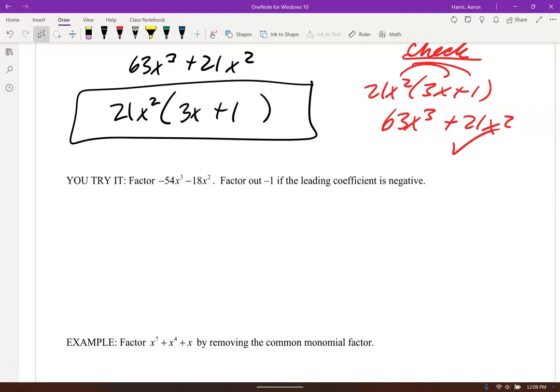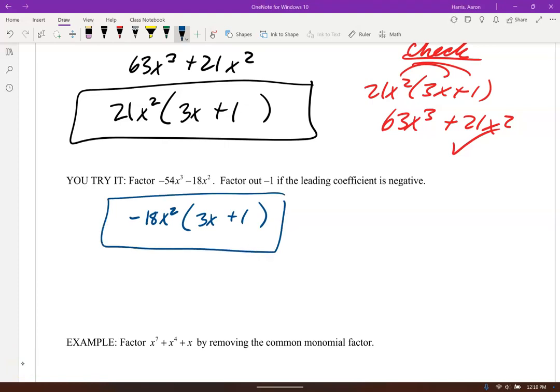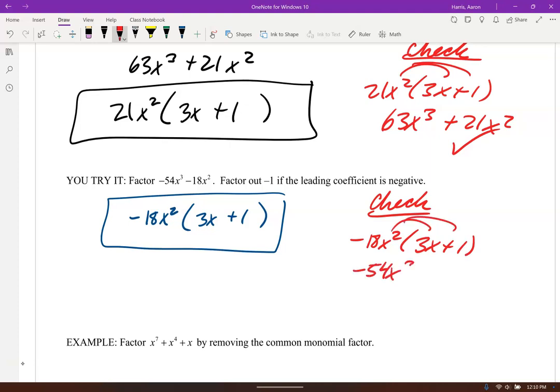All right, you guys punch this one into the chat there. So the greatest common factor of those two is negative 18x squared, and you'd be left with 3x plus 1. Again, always make sure you check it by distributing it back and making sure you have what you started with. There's your negative 54x cubed. There's your negative 18x squared.